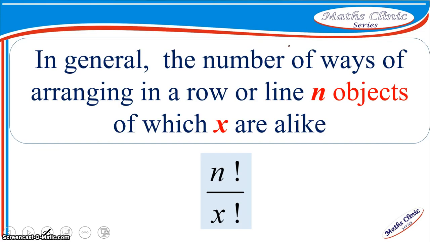Now, what are we trying to build here? In general, write this information, it is very important. In general, the number of ways of arranging in a row or line n objects, of which x are alike, is n factorial divided by x factorial.